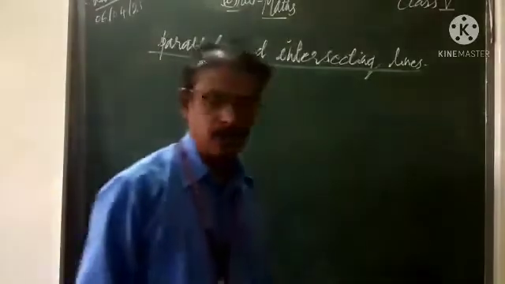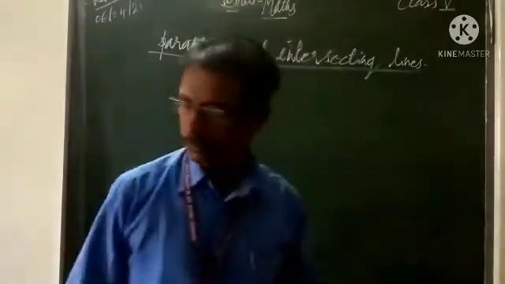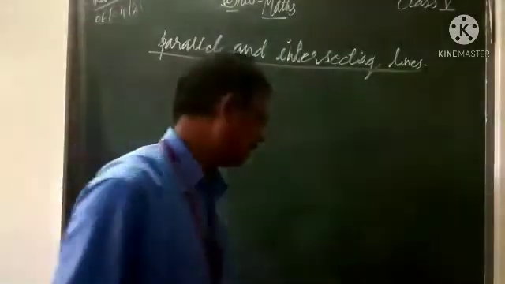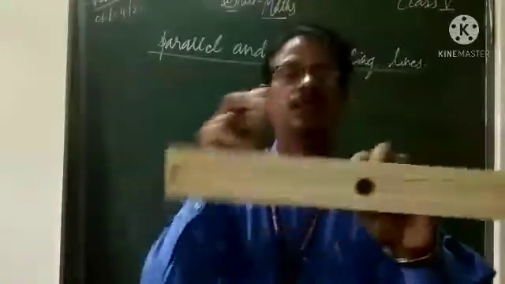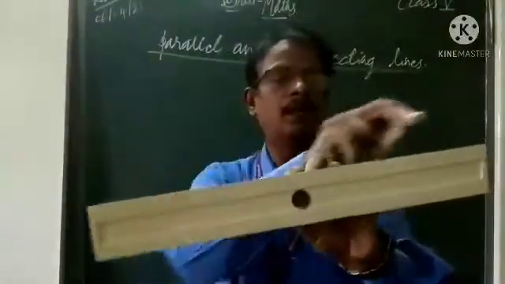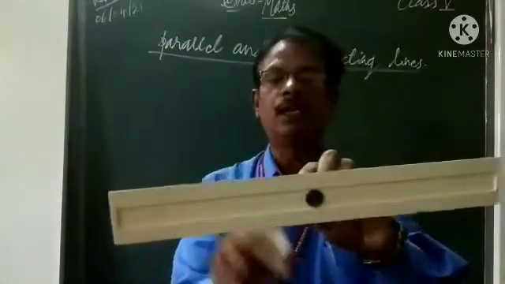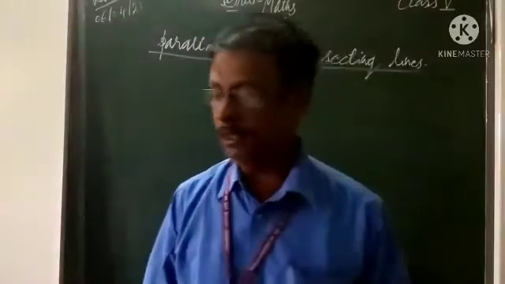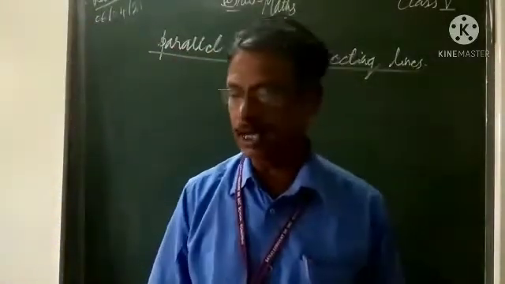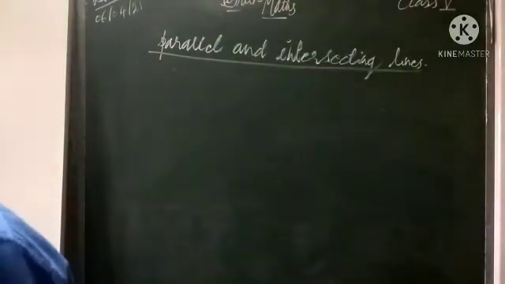For example, if you have seen that blackboard, that upper line and lower line, these are examples of parallel. In this scale also, this scale is in the shape of a rectangle. Here, this longer side and this down side, both lines are parallel to each other. Or an example of parallel lines, you may have seen the railway track where the train runs. That is also an example of parallel lines.